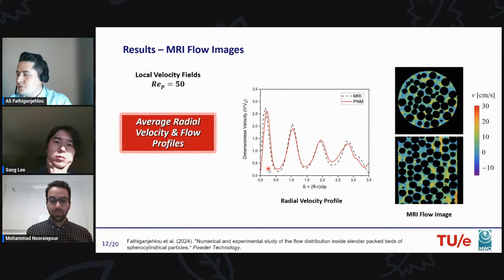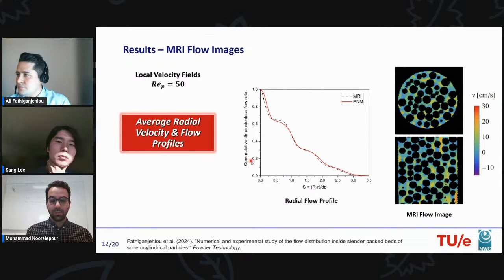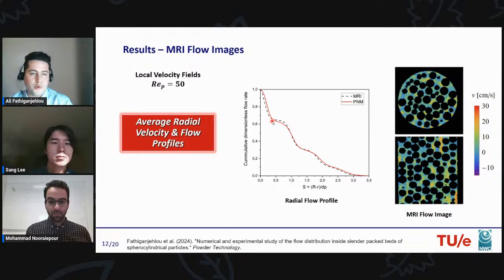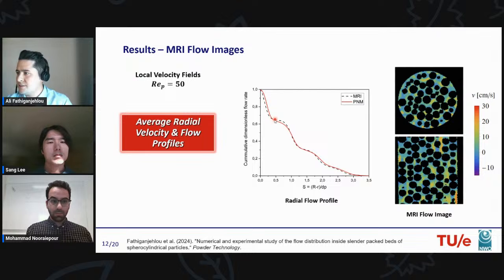In order to investigate this in more detail, we plotted the cumulative dimensionless flow rate profile. Here we can see that close to the column wall, around 40% of the flow is passing through the wall region. So we quantified the flow channeling there, and this is captured by using both PNM and MRI.